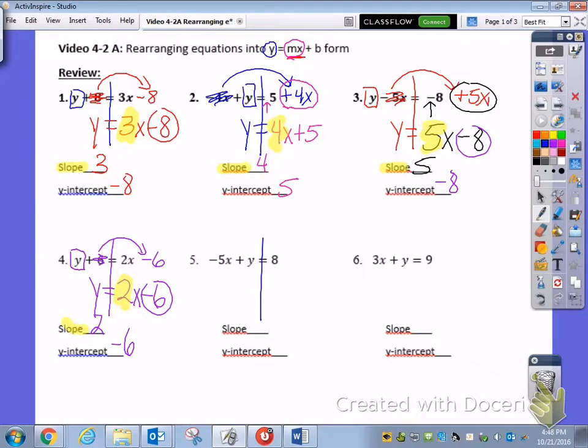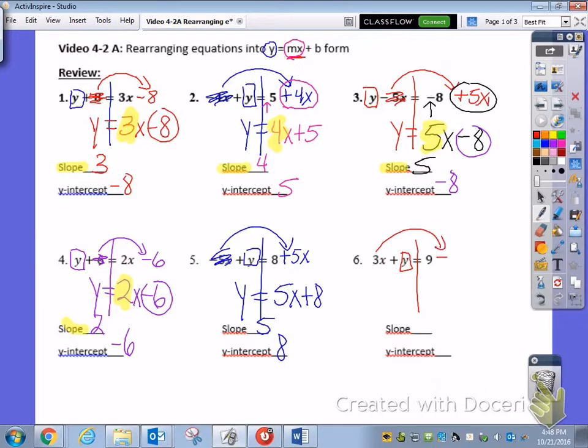Number 5, draw your line, box your y, move over the negative 5x, it becomes a positive 5x. So y equals, I want the 5x to be in front, so 5x plus 8, and so the slope is 5, and the y-intercept is 8. Number 6, box your y, 3x becomes a negative 3x, so y equals negative 3x plus 9. So I have my x's first. What's in front of the x is a negative 3, and then that's a positive 9.